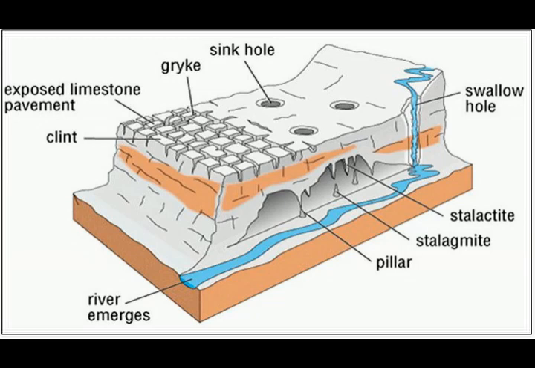And as you can remember, clints and grikes occur on the limestone pavement as a result of water flowing through the joints or the cracks along the surface, and through carbonation they get wider and deeper, forming that type of feature known as clints and grikes.